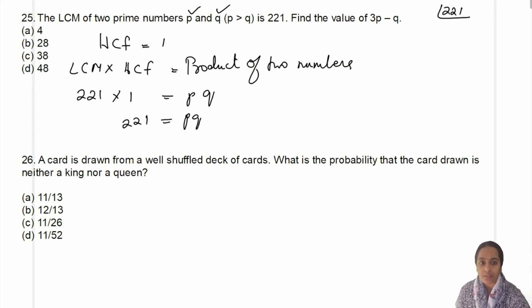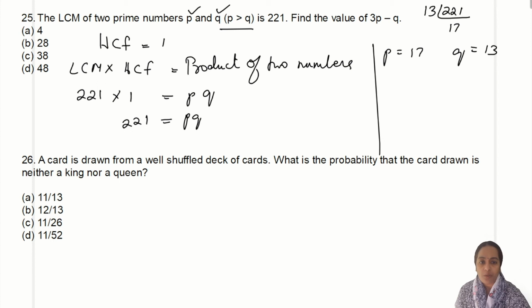So let's factorize this 221. 221 is only divisible by 13. So you get 13 into 17 as 221. 13 multiplied by 17 is 221. So what is your P now and what is your Q? The question says P is greater than Q. So which means P is 17, Q is 13.